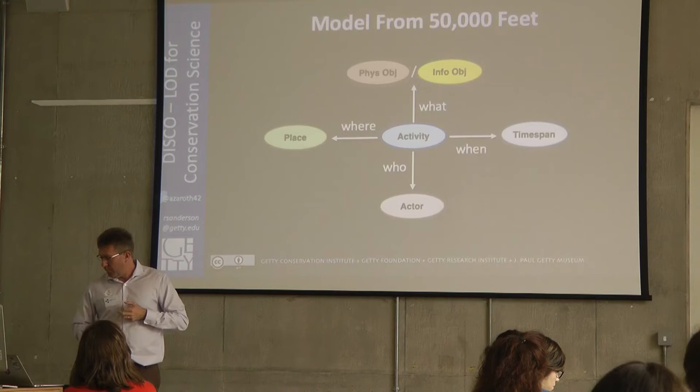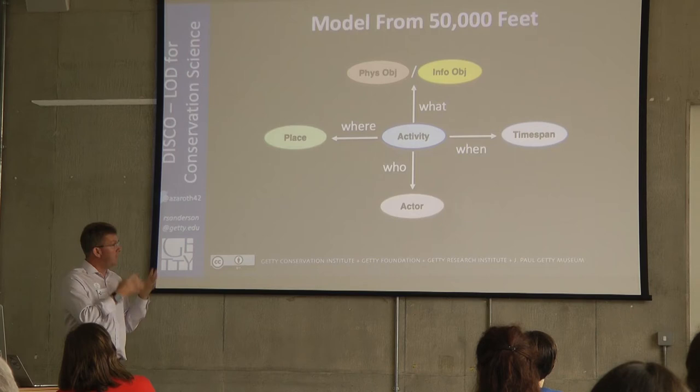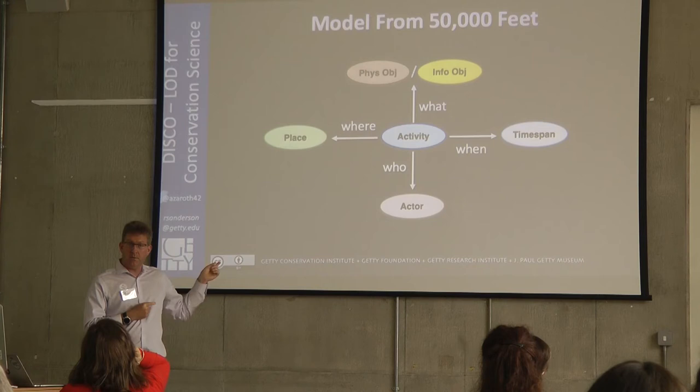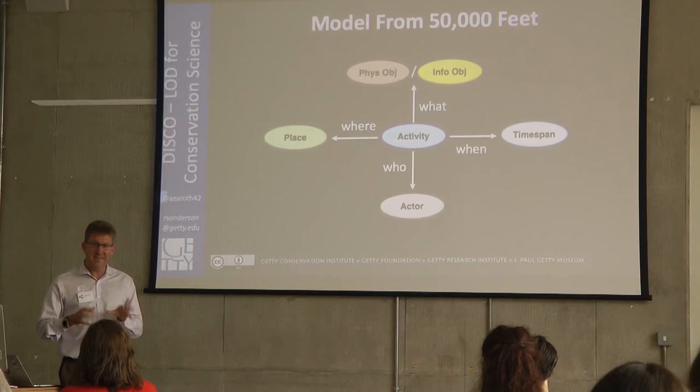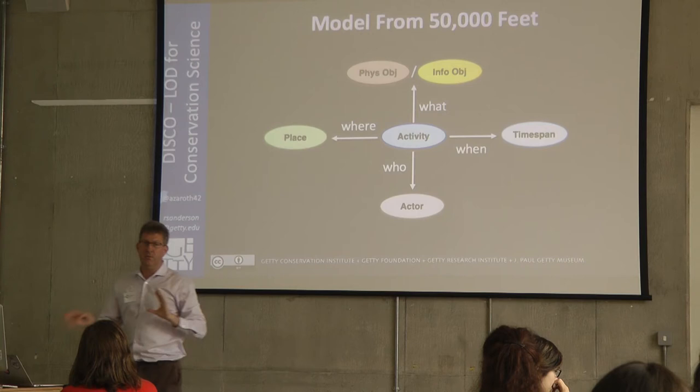Okay, on to the second half. This is a summary of George's overall view as well. From 50,000 feet, the model looks something like this. And if George and I have done our homework correctly, we'll even be using the same colours. So activities and events and so on, temporal things, sit here in the middle. They are the glue between the different classes.